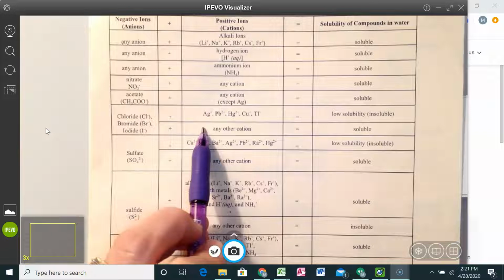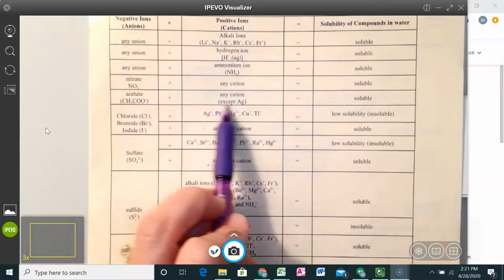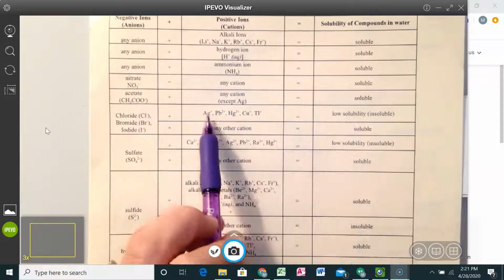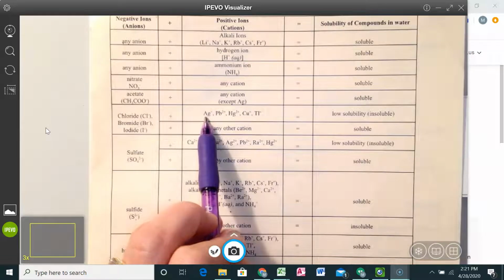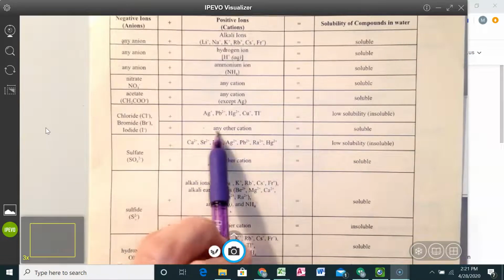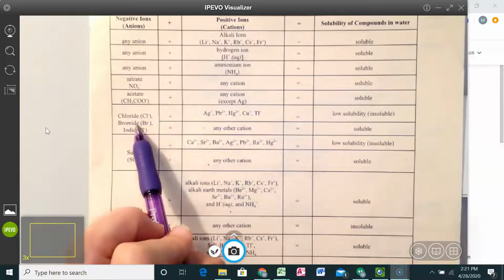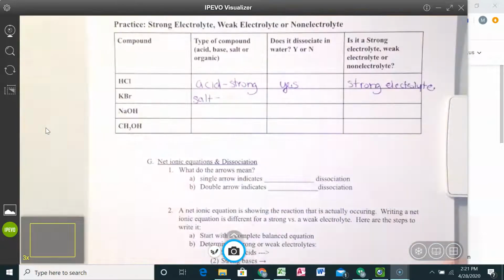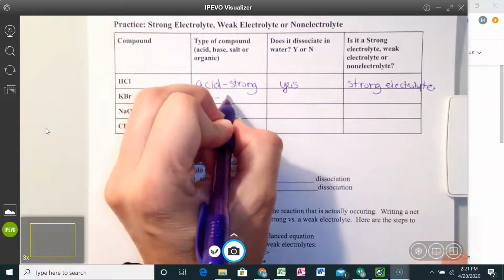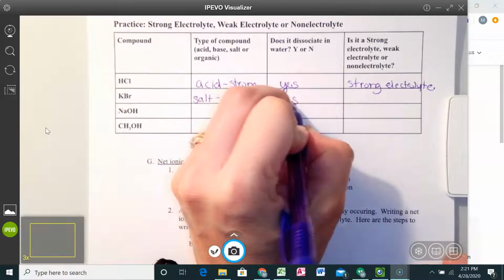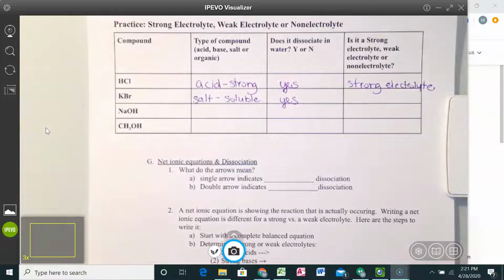We go across. If it was one of these top ones that was bonded with bromine, then it would not be soluble, but it's potassium. I don't see potassium on this list, so potassium would be that any other cation group. So potassium with bromine tells us that it is soluble. So potassium bromide is soluble. And I just might write that off to the side to remind myself. That means it's going to break apart, just like how sodium chloride does to make saline solution.